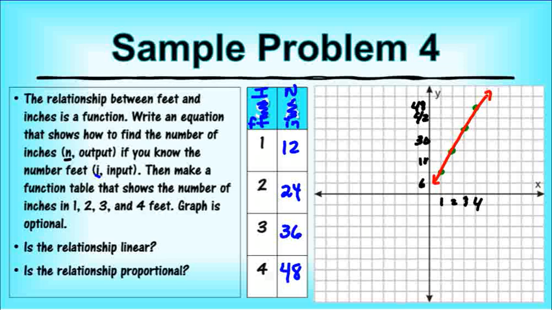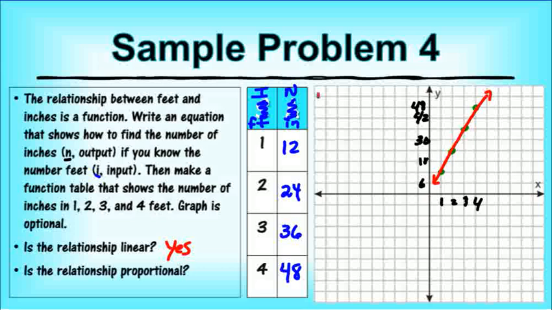So now, is the relationship linear? Do we have a straight line? Yes, we have a straight line because our graph proved it. Is the relationship proportional? In order to determine if it's proportional, we could just take two of the points, or actually just take our inches and put it over our feet.